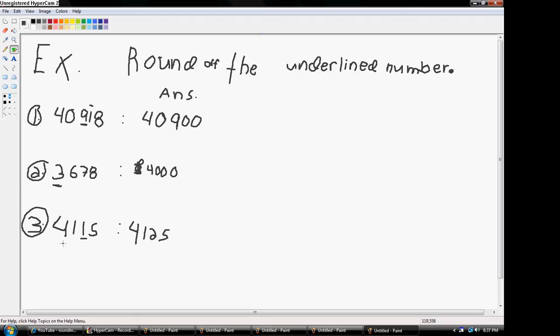In number 3, in 4115, the underlined 1 is in the tens place, and the right side of this is the ones place. And since the ones place is 5 and above, we're going to round this up. So the answer is 4120. Sorry, the answer is 4120.